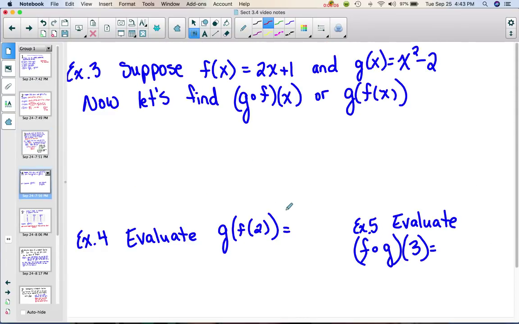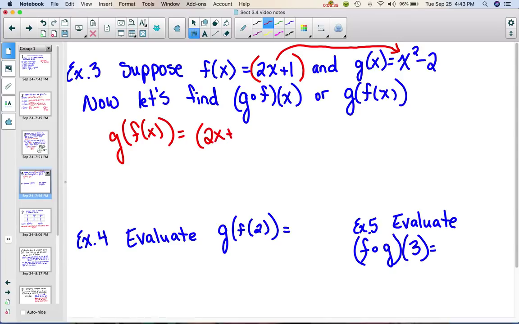So back to my same two functions, f of x and g of x. I'm going to switch it around now. So instead of f of g of x, I'm going to find g of f of x. That means I'm going to take this function and put it inside g of x. So where I see an x, I'm going to replace that with 2x plus 1. So for g of f of x, instead of an x squared, I'm going to have 2x plus 1, quantity squared, and then I'll have a minus 2. So f of x goes inside of g of x.